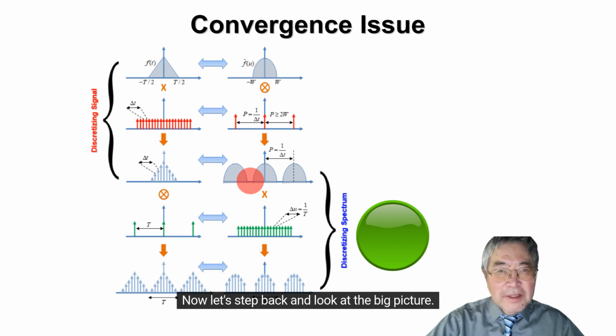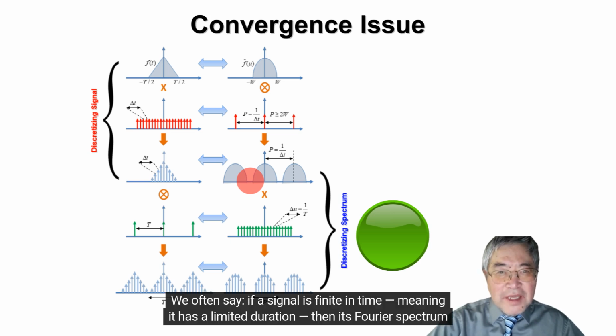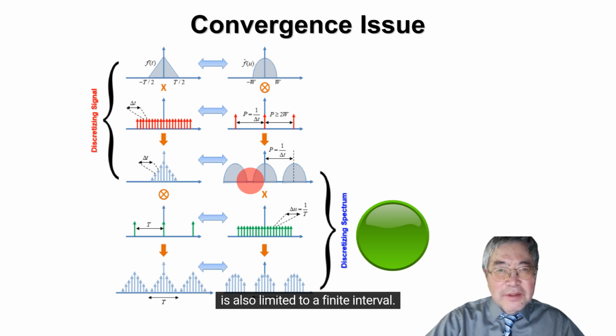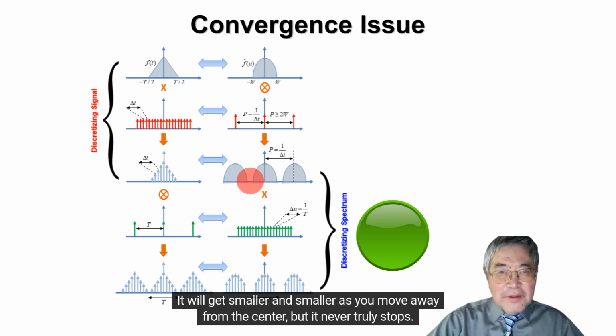Now let's step back and look at the big picture. Everything we've discussed so far seems to work perfectly, but there's an important approximation hidden here. We often say if a signal is finite in time, meaning it has a limited duration, then its Fourier spectrum is also limited to a finite interval. In reality, that's not strictly true. If a signal is perfectly finite in the time domain, its spectrum will actually extend infinitely. It will get smaller and smaller as you move away from the center, but it never truly stops.